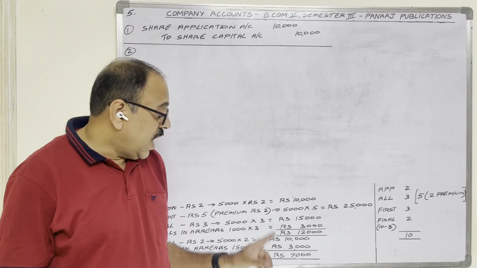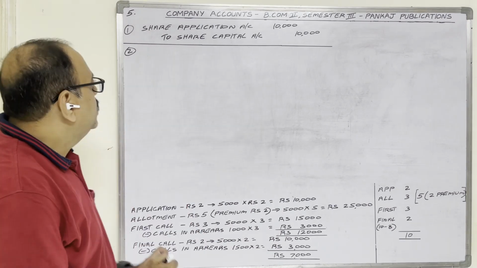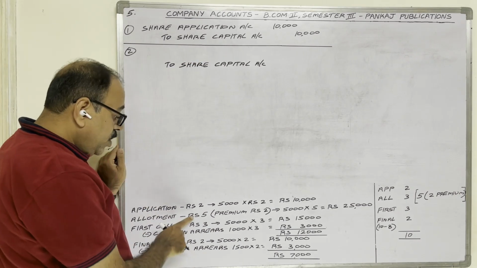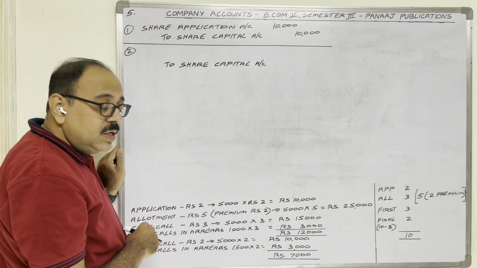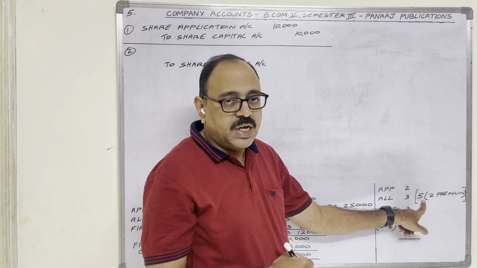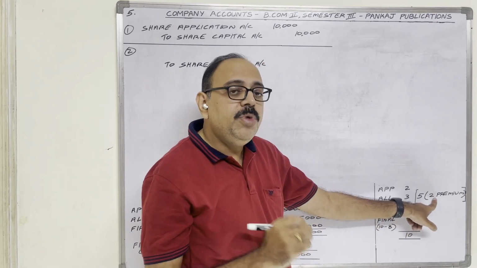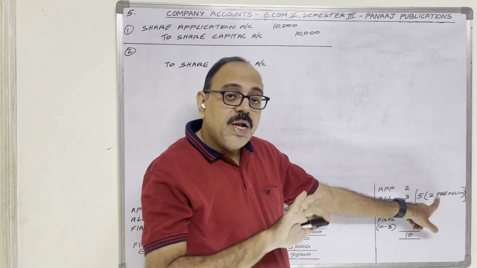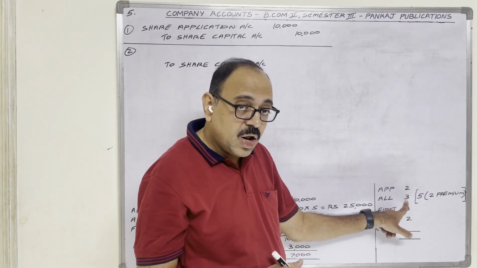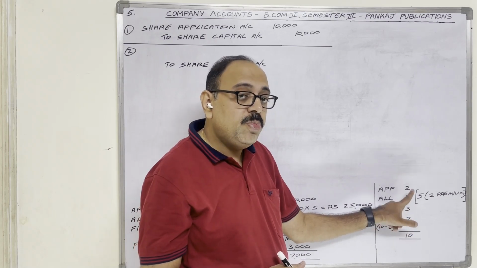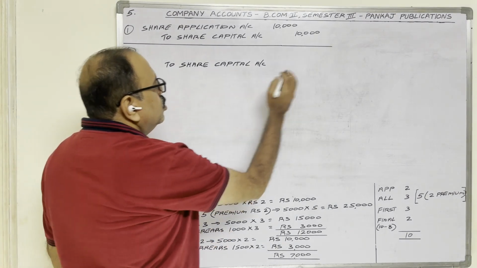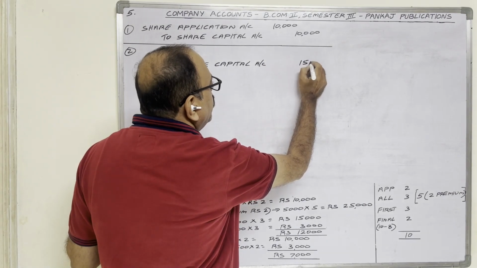Second entry is for transferring the allotment amount to share capital. 5,000 shares into how much should we transfer? Carefully observe here. Through allotment, the company is collecting 5 rupees per share. In this 5 rupees, 2 rupees is premium, so the premium amount we should show separately. To share capital, only the actual allotment money we should transfer. Actual allotment money is 3 rupees per share. 3 rupees into 5,000 shares, 15,000. So to share capital, 15,000 only we should transfer.